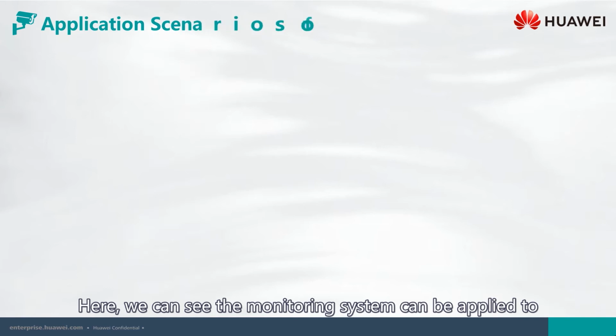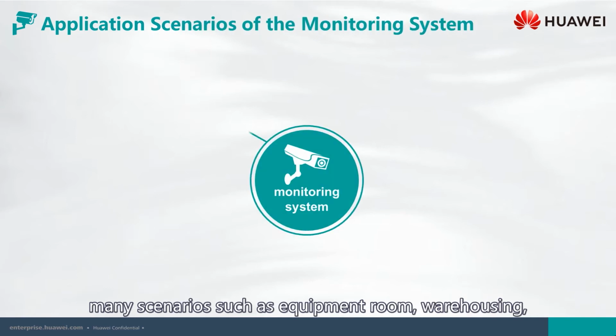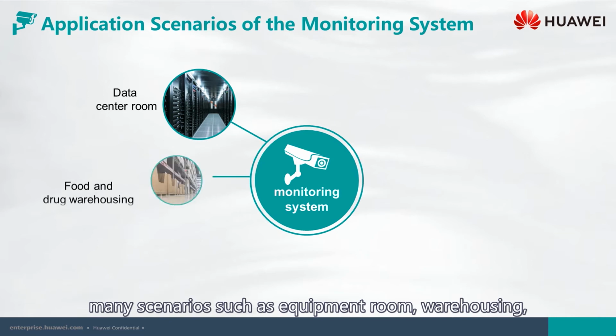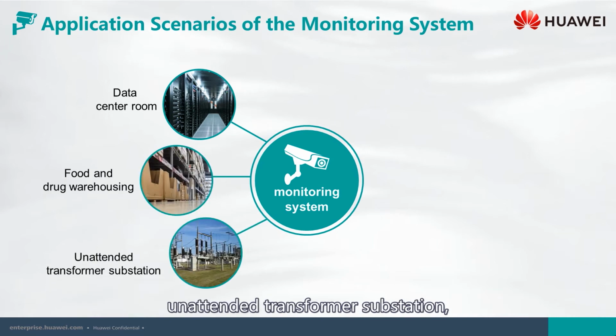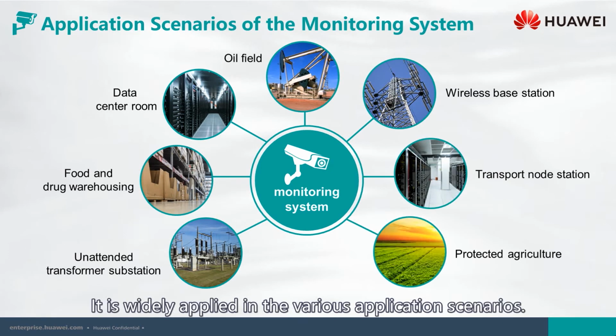Here, we can see the monitoring system can be applied to many scenarios, such as equipment room, warehousing, unattended transformer substation, wireless base station, and so on. It is widely applied in the various application scenarios.